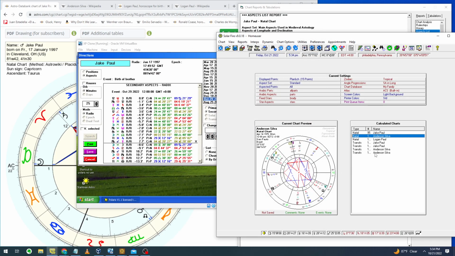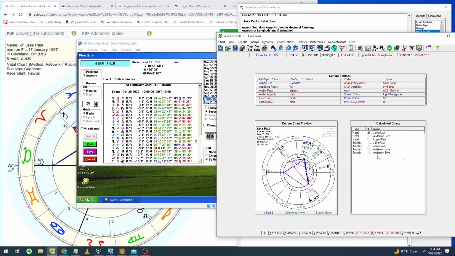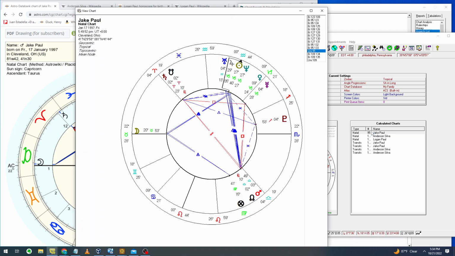So this is it for this prediction. I hope you enjoyed it. In my opinion, Jake Paul is going to win. And with this horoscope, could it be possible that he goes undefeated in his boxing career? We'll have to see, but it's very, very strong.